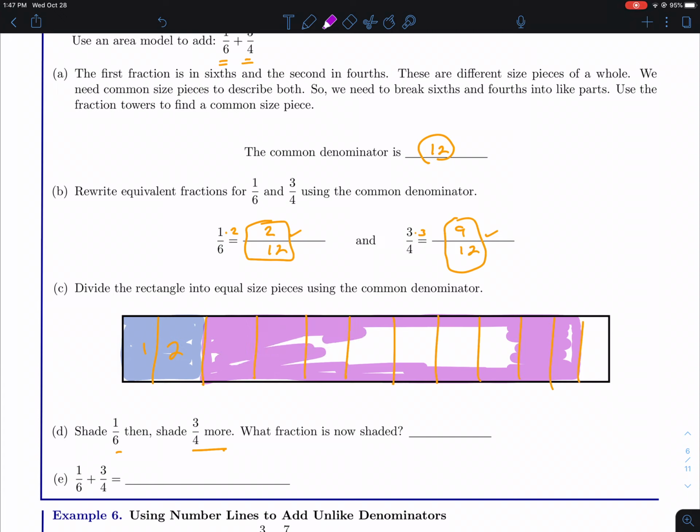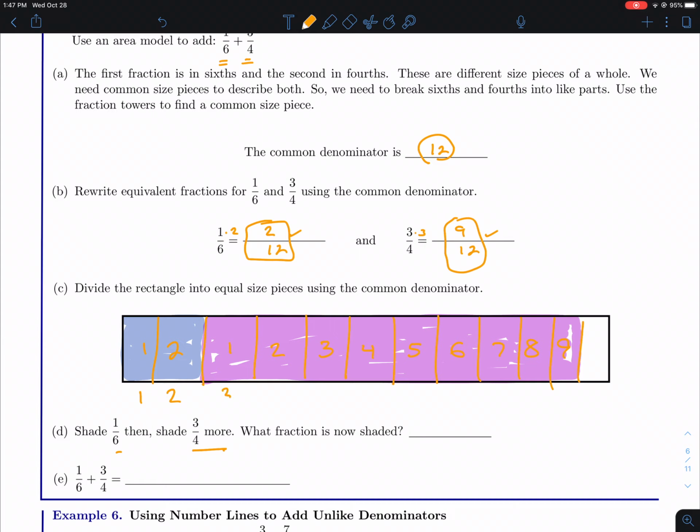So shade all this guy in. And so again, we add these up, we've got 1, 2, 3, 4, 5, 6, 7, 8, 9. So there's our 9 representing our 3/4. So finally, what fraction is shaded? So let's add up underneath.